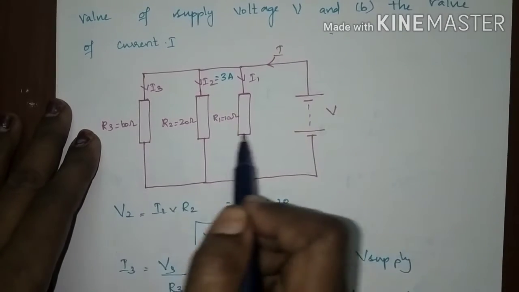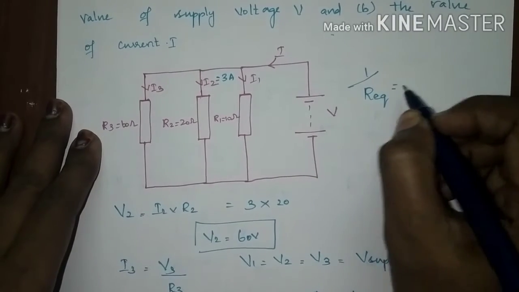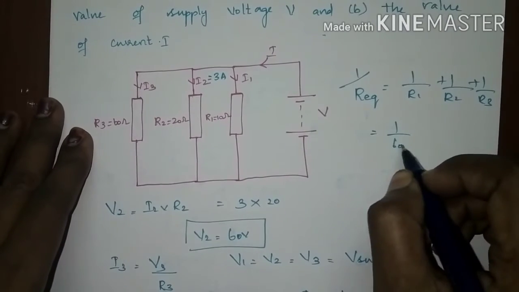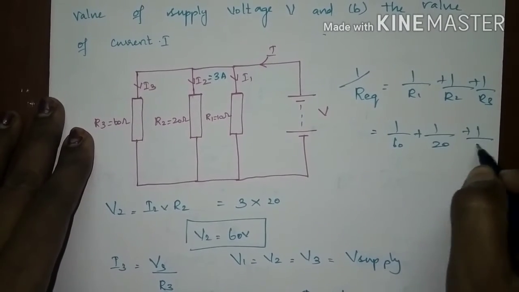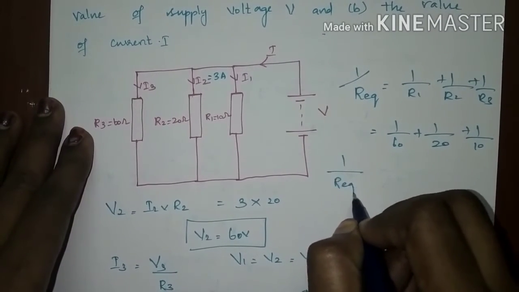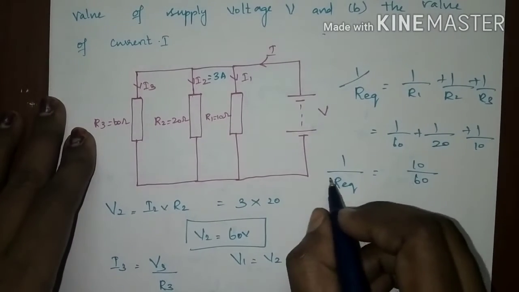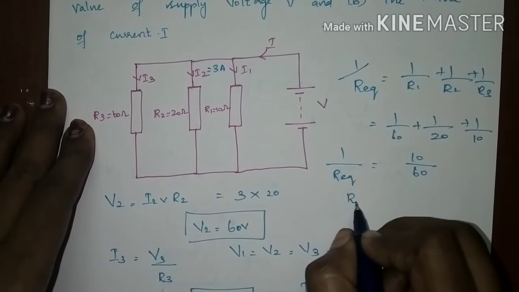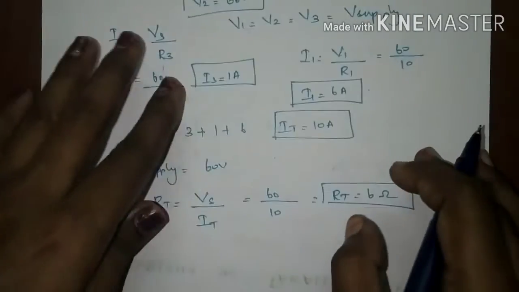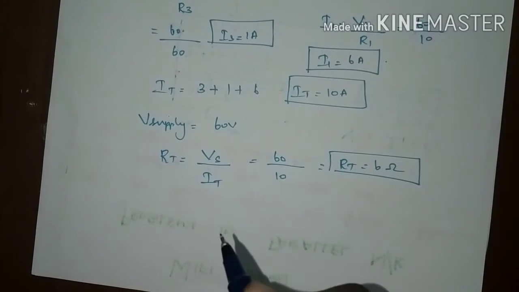R equivalent can also be found by using the parallel network equation. 1 by R equivalent is equal to 1 by R1 plus 1 by R2 plus 1 by R3, that is 1 by 60 plus 1 by 20 plus 1 by 10. If we do the mathematical calculations, we'll get 1 by R equivalent is equal to 10 divided by 60. R equivalent is equal to 6 ohm. By this method also we can find the R equivalent value, or just by finding the total supply voltage and the total current, we can find the R equivalent. You can use any one of the methods.